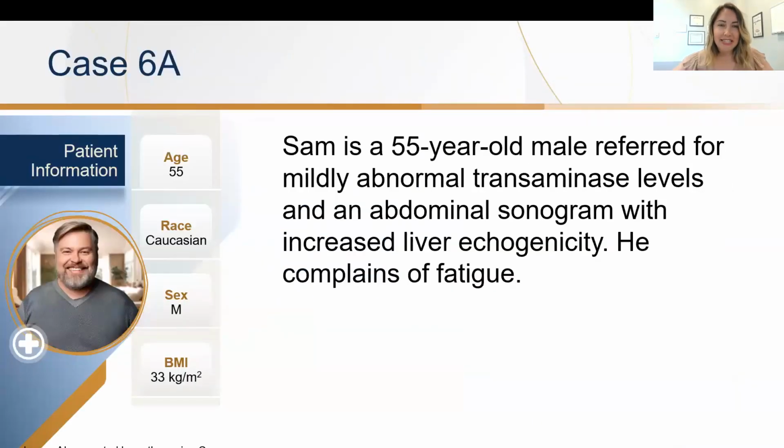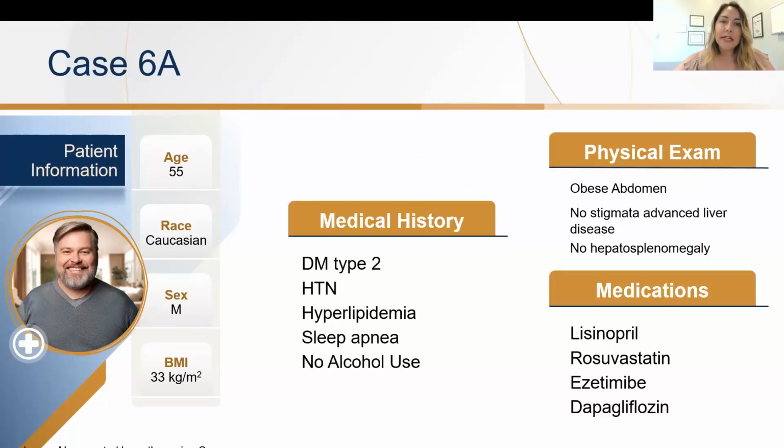So we're going to start with a case. This is a patient named Sam, who is a 55-year-old Caucasian gentleman who was referred for mildly abnormal liver enzyme labs. He'd already had an abdomen ultrasound showing increased liver echogenicity, and his main complaint is fatigue. We can also see his BMI is 33, so he's a bit overweight. His medical history includes type 2 diabetes, hypertension, hyperlipidemia, sleep apnea, fortunately, no alcohol use.